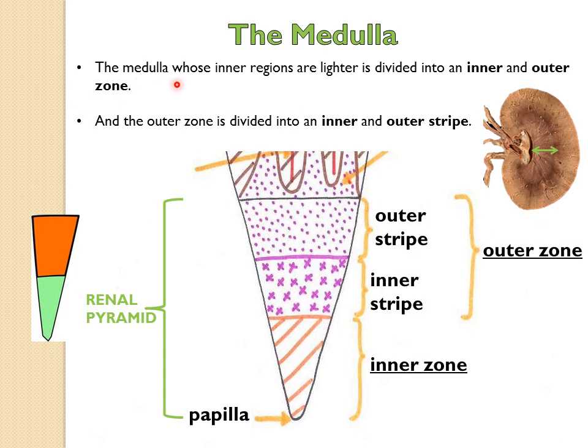Okay, so this is exactly what I've just said on the previous sketch. Your outer zone, inner zone, and then you have your outer stripe and inner stripe. Okay, again, this is not what you're going to have to recognize histologically, but you should know which tubules you're going to find in each of these regions.